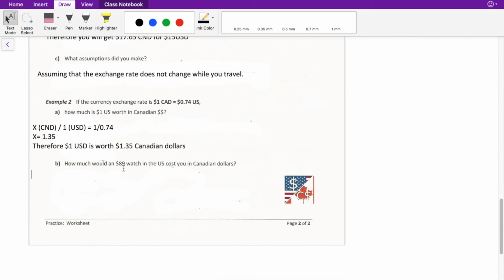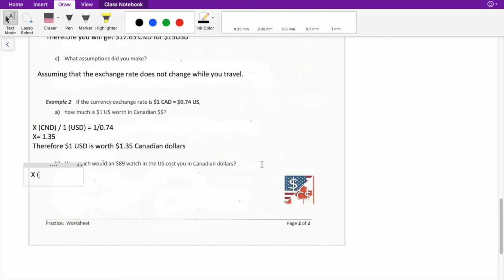All right, so how much would a $89 watch in US cost in Canadian dollars? So this is a good idea. If you ever see sales in the US or you go shopping in the US, it may sound really good, but sometimes with the exchange rate, the price isn't as appealing as it might be. So how much would an $89 American dollar watch cost in Canadian? So we're looking for Canadian here.